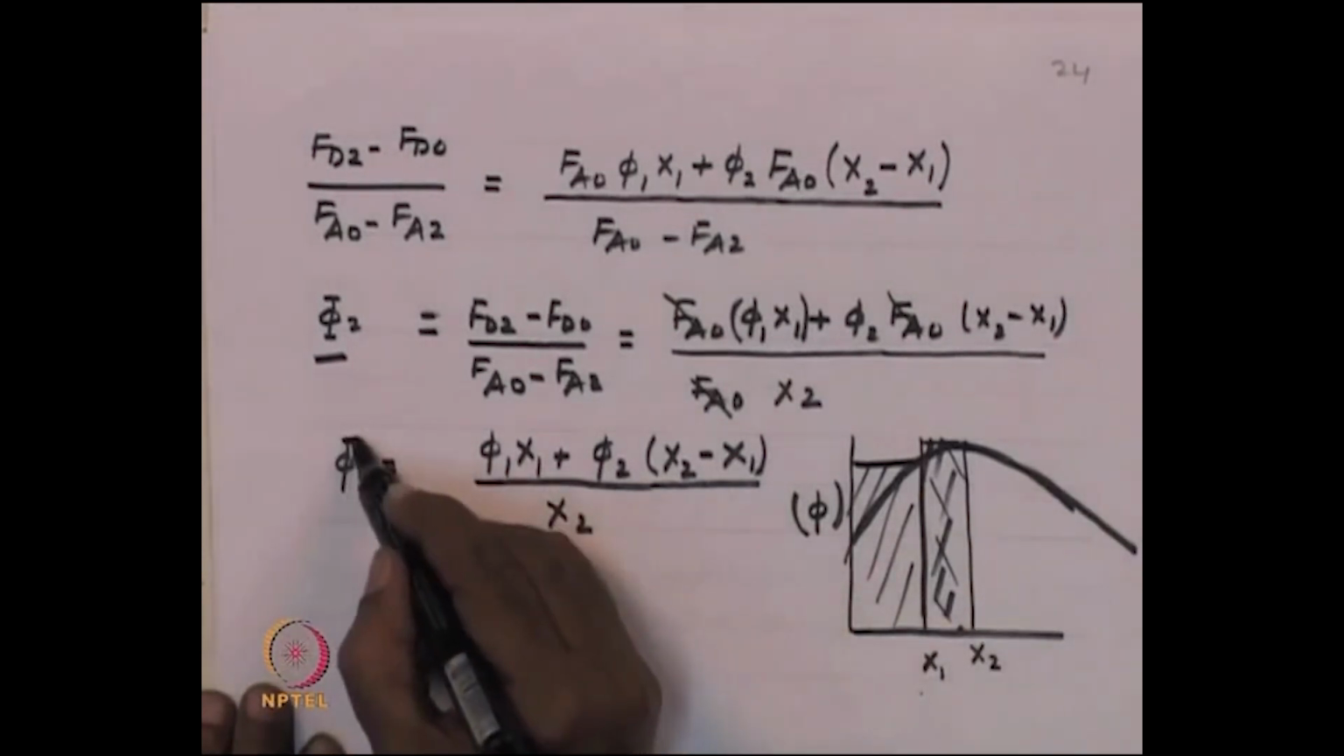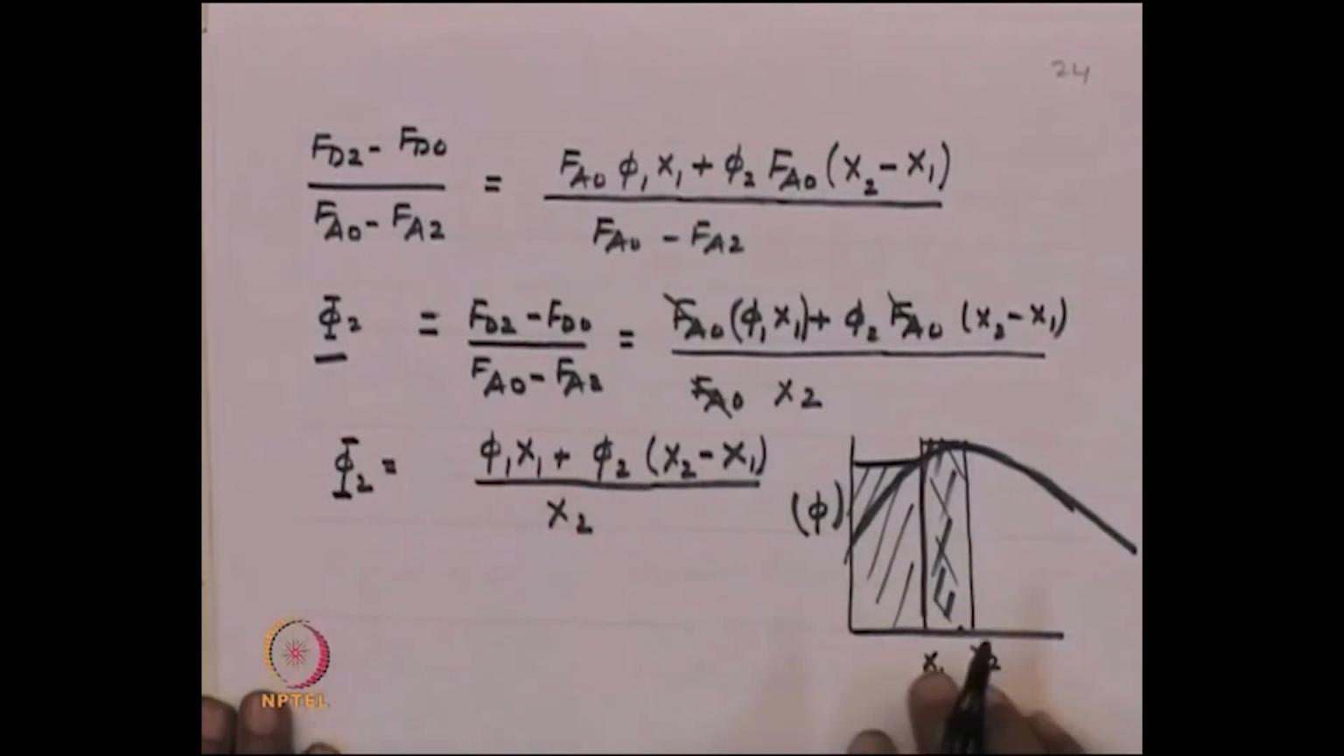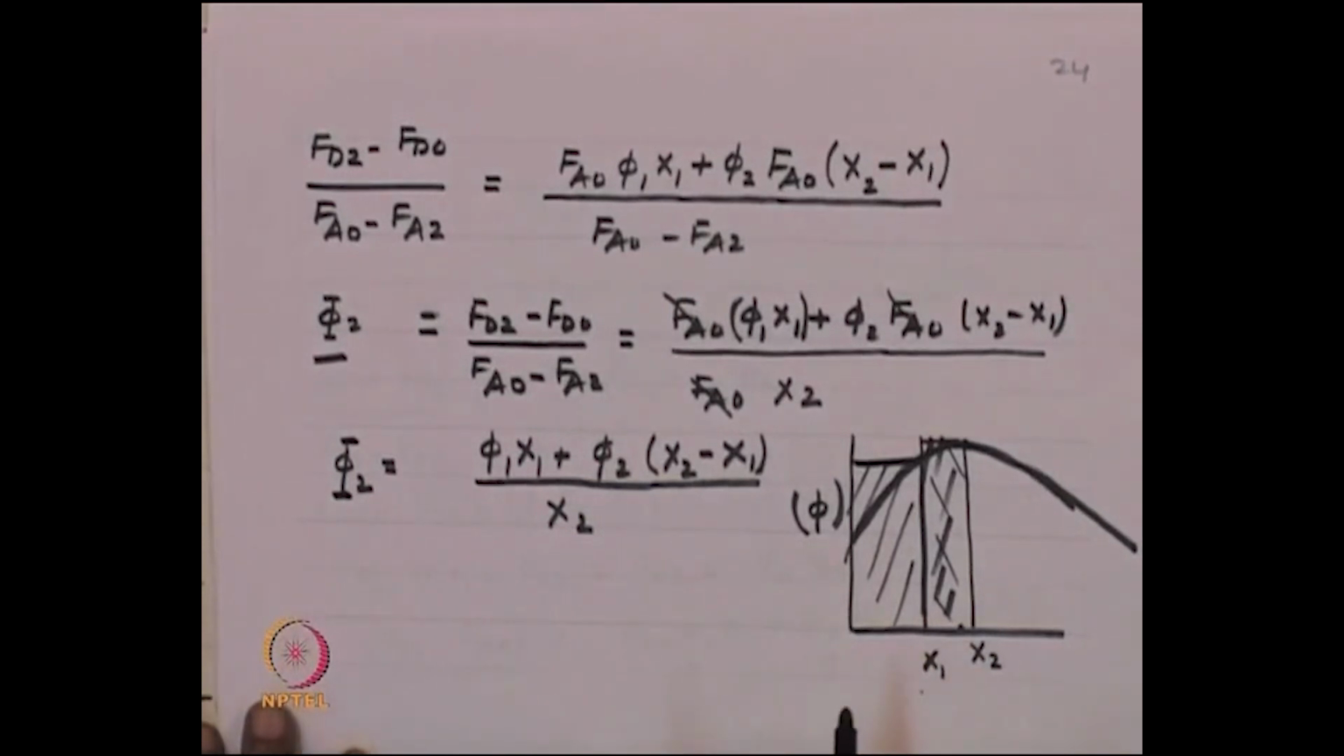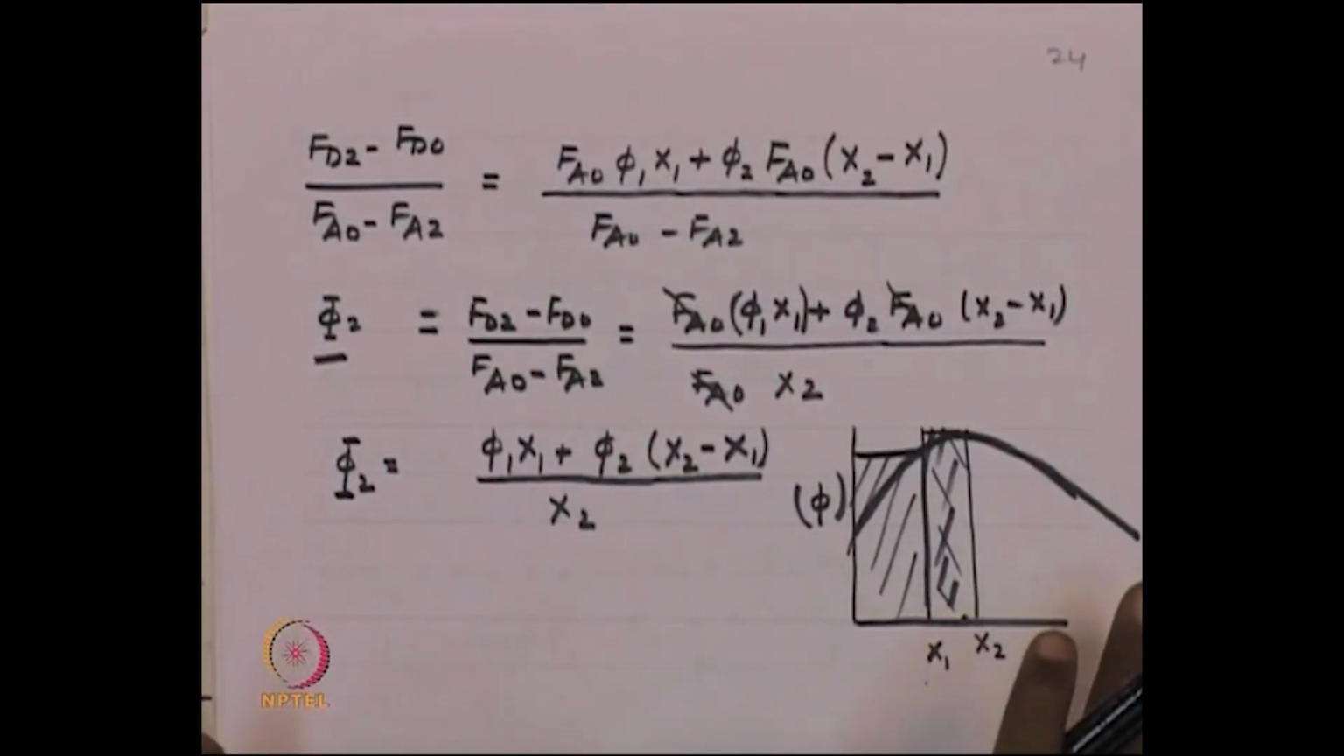This is what is the interesting point of this procedure that has been set out. Is this clear? This is for a 2 tank sequence. Now, let us look at one more example.